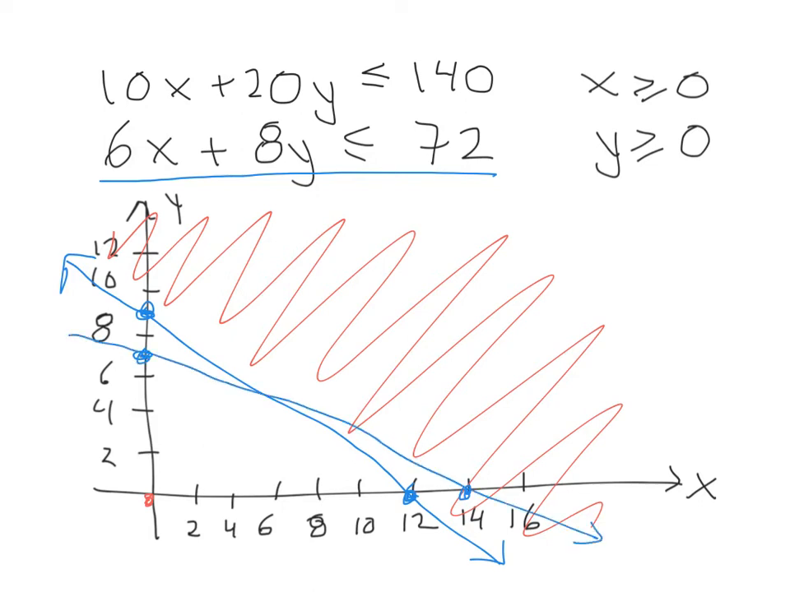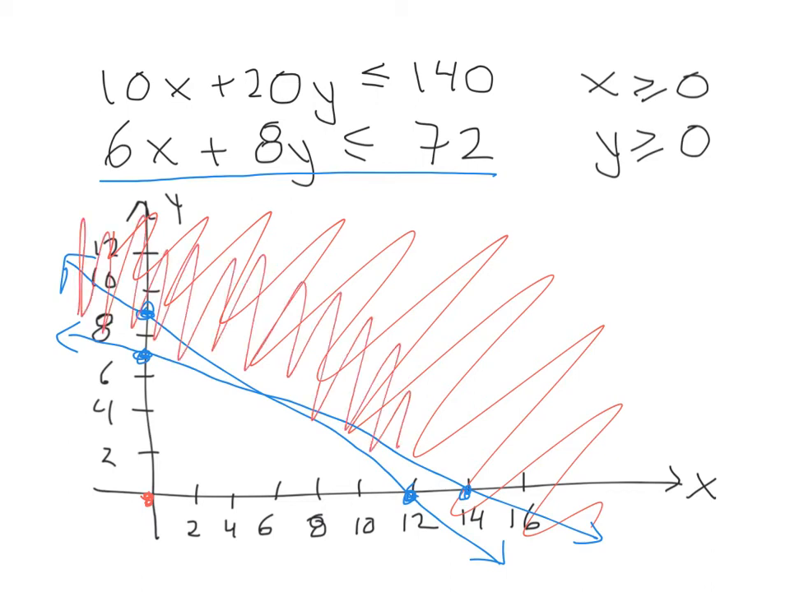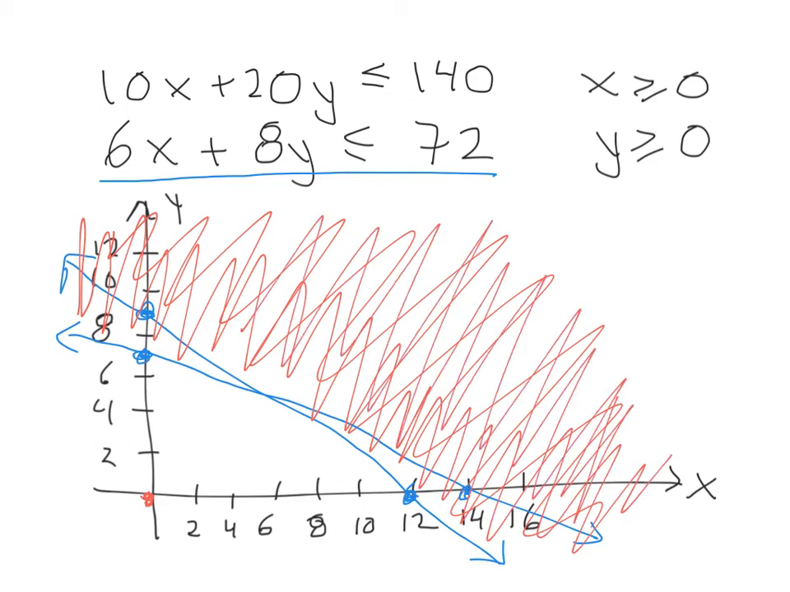If we pick the test point 0, 0 again, 0 plus 0 is definitely less than 140, so that's true again. So we throw away everything that was above the line and keep everything that was below the line. So that's our shaded region now.